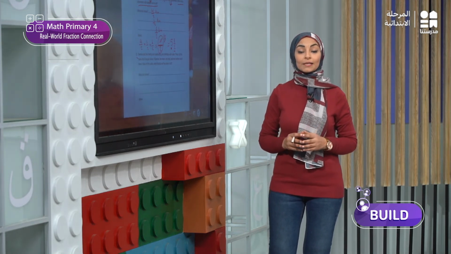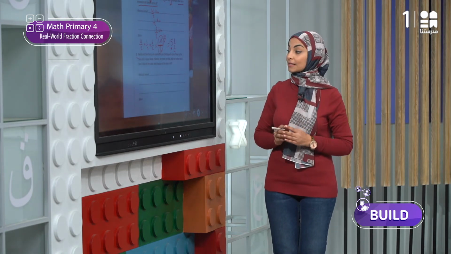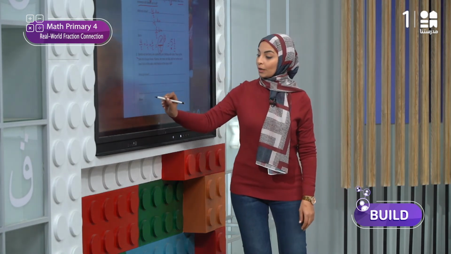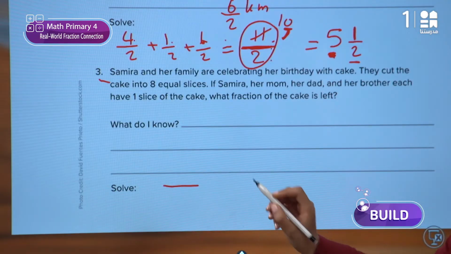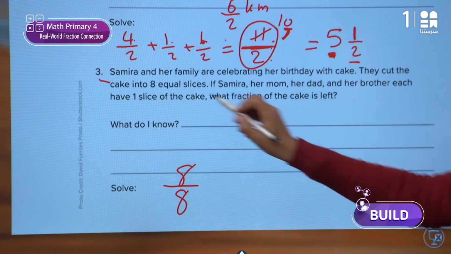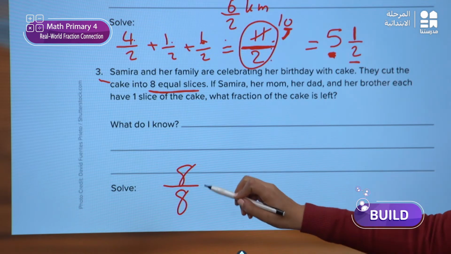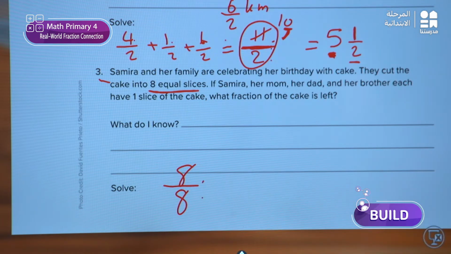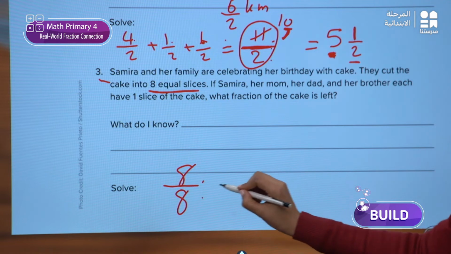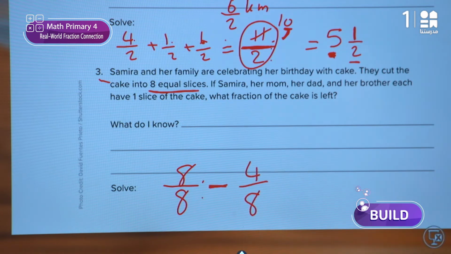هنعمل ايه؟ Yes, I will subtract from the whole cake اللي هي representing the 1. So ال 1 ممكن اكتبها الفراكشن بتاعها ايه؟ Yes, ممكن اكتبها 8 over 8 because it is cut into 8 equal slices. So ال whole 1 is 8 over 8. هعمل 8 over 8 minus what? Yes, هعمل 8 over 8 minus ال 4 pieces out of 8 اللي هم أخدوها.